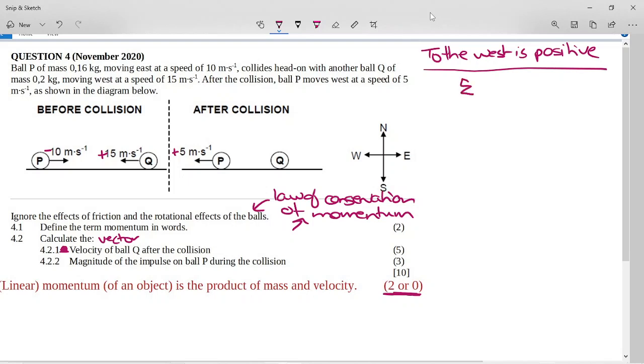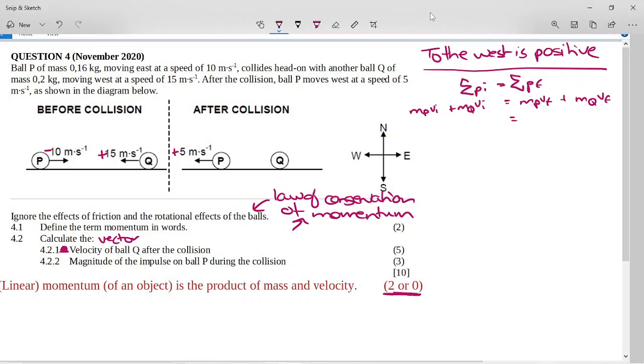We need to state the law mathematically. The sum of the initial momentum is equal to the sum of the final momentum. So it means that mass P with its initial velocity plus mass Q times its initial velocity will be equal to the mass of P times its final velocity plus the mass of Q times its final velocity, which is what we are trying to work out.